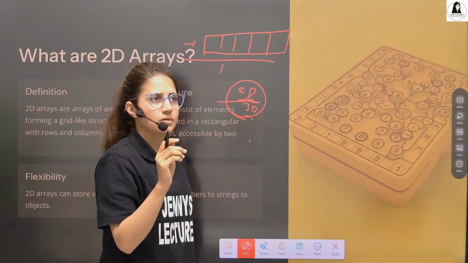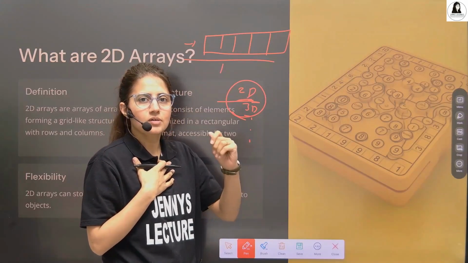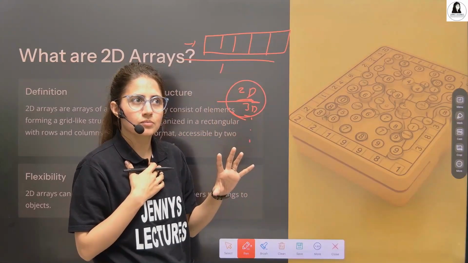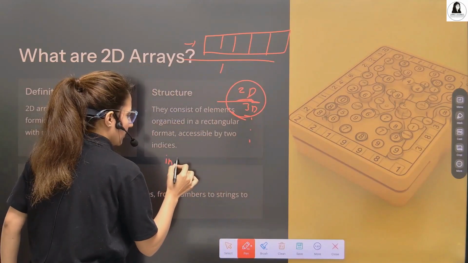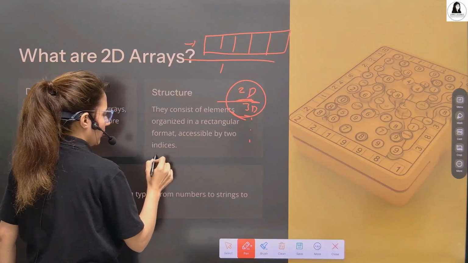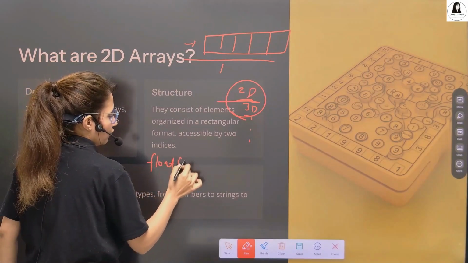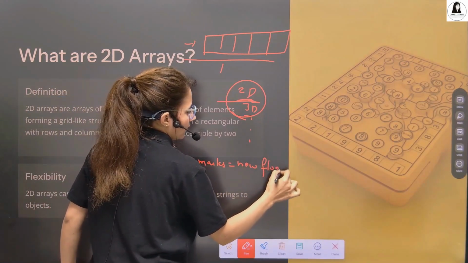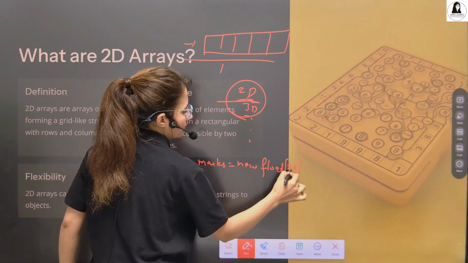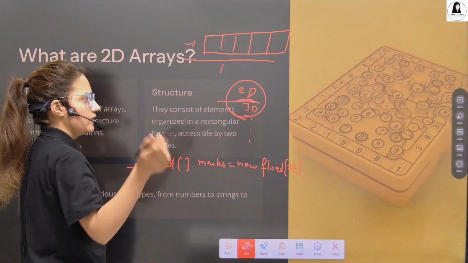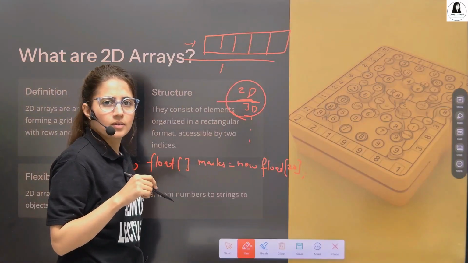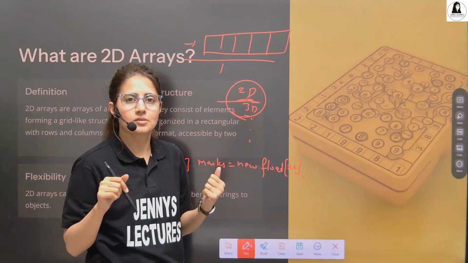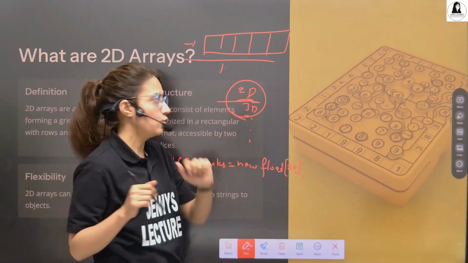See, suppose in my class I have 20 students and I want to store marks of 20 students. Suppose marks are not int, marks are float. So I will write float, marks is equal to new float, and I can simply write here 20. So I can create an array and store marks of 20 students. That's fine. But I want to store marks of 20 students in 5 subjects. Subjects are 5 and students are 20.